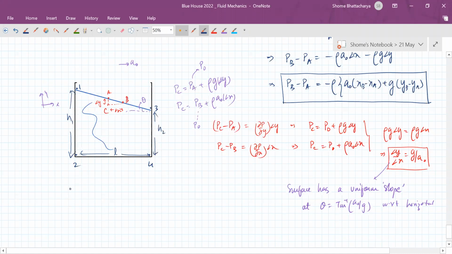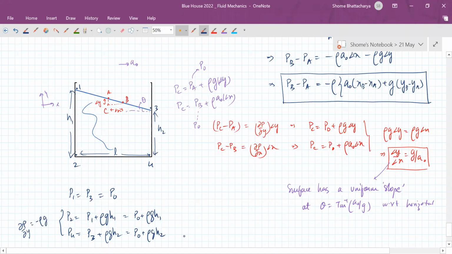So you can see that pressure at point 1 is equal to pressure at point 3, which is equal to atmospheric pressure. Now pressure at point 2 can be related with this like this. And pressure at point 4 can be related with the pressure above it at the open surface like this. So this is considering the vertical pressure gradient.